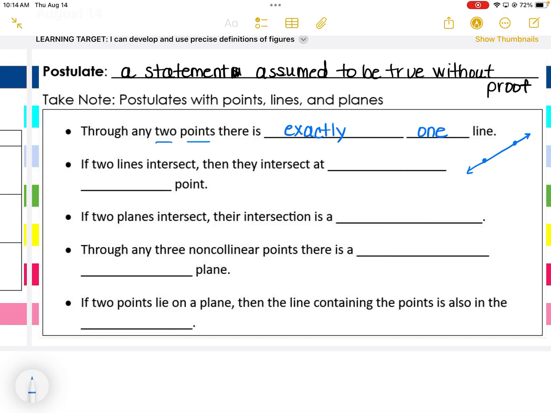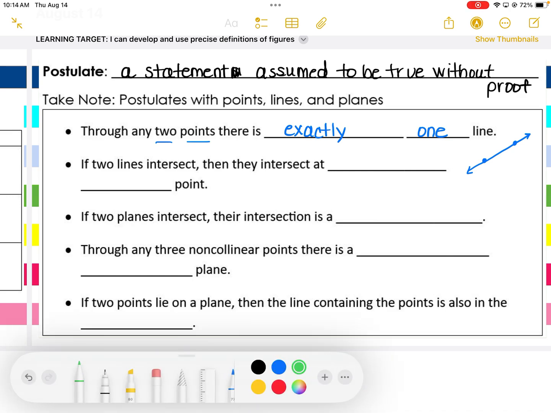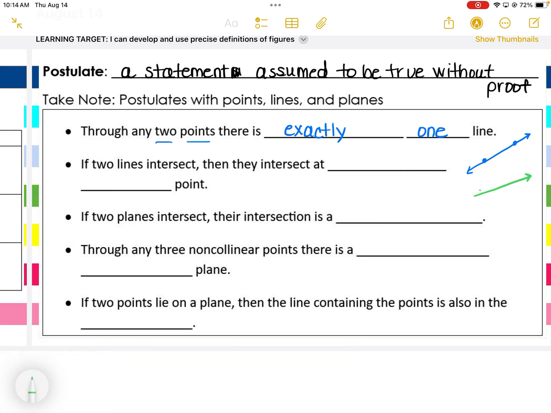Okay, the second one says if 2 lines intersect. Okay, so if I have a line here, okay, and an intersecting line here, where do they intersect? They will intersect at exactly, and that just means only 1 point, exactly 1 point, where I drew my little dot there representing the point where they're intersecting.